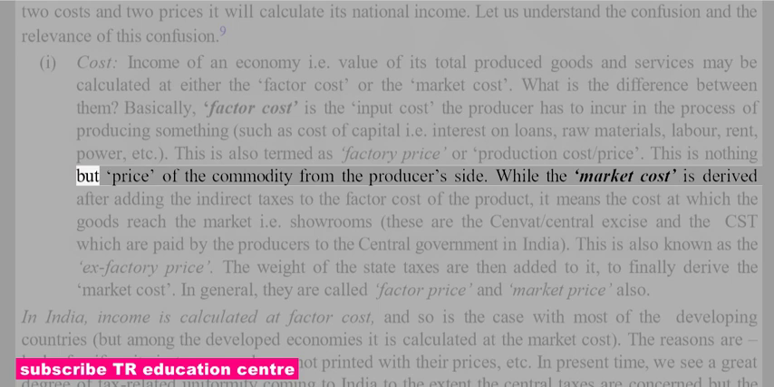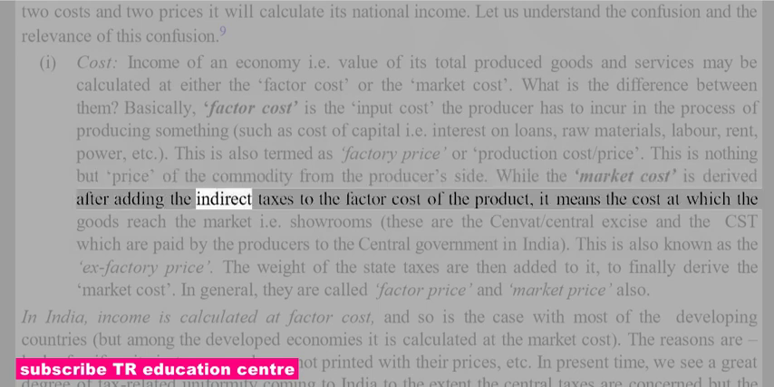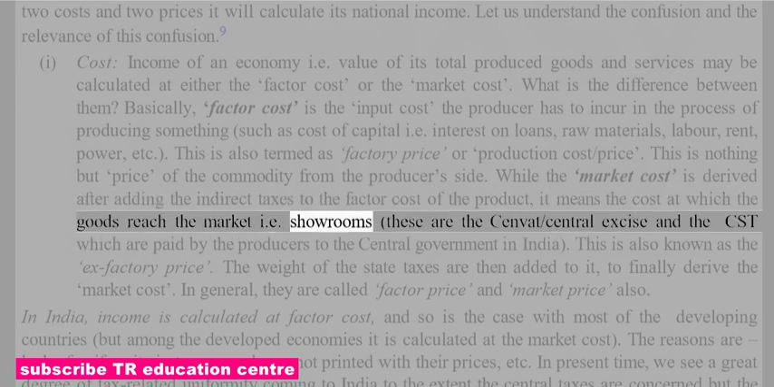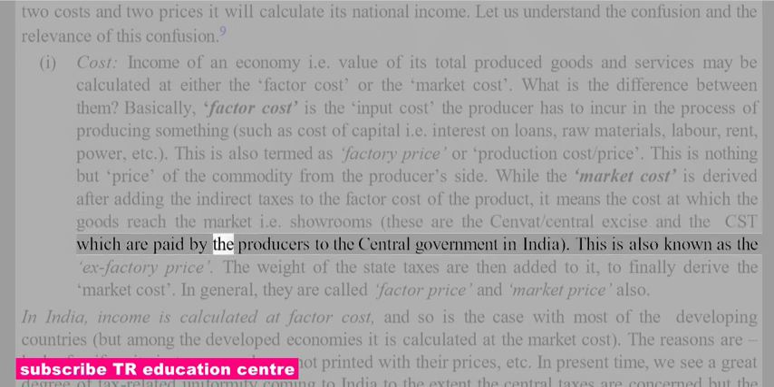This is nothing but the price of the commodity from the producer's side, while the market cost is derived after adding the indirect taxes to the factor cost of the product. It means the cost at which the goods reached the market, i.e., showrooms. These are the CENVAT, central excise, and the CST, which are paid by the producers to the central government in India.